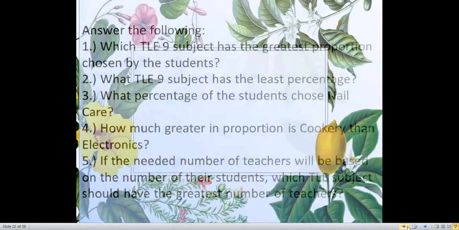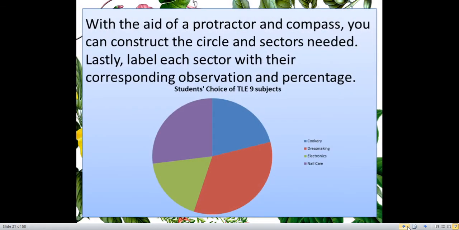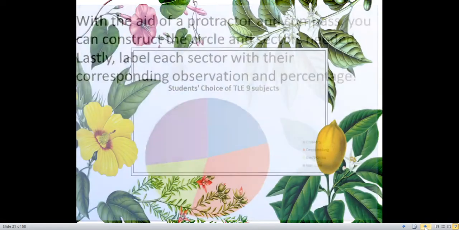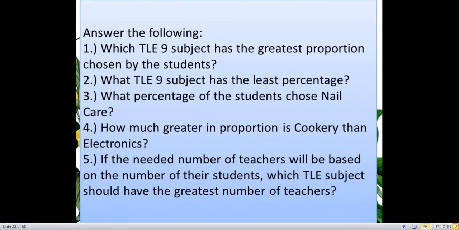Next, what percentage of the students chose nail care? Okay, even though I didn't include it in my pie chart, I know it because of the computation table we have. So the answer will be 27%. Next, how much greater in proportion is cookery than electronics? Again, our answer can be found also in the table. We're just going to compute the percentage of cookery and electronics, subtract them, and our answer will be 3%.